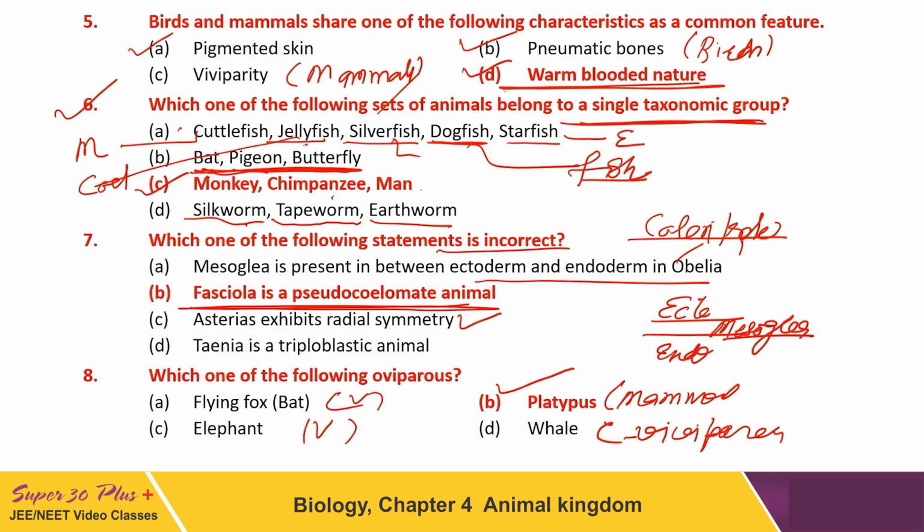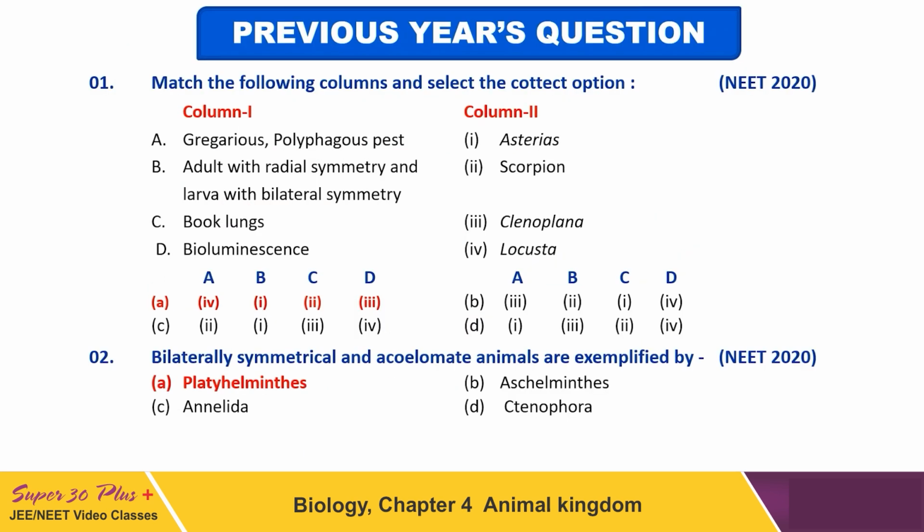So these are some of the questions, that is NCERT examples. Now children, you have to pay attention to a very interesting part. I told you, chapter is very interesting one. Conceptual, if you are sound, you can give answer easily. That is 3 to 5 questions used to come in NEET examination. Some of the sample we have in NEET 2020, the question came, match the following columns and select the correct answer. Gregarious and polyphagous pest.